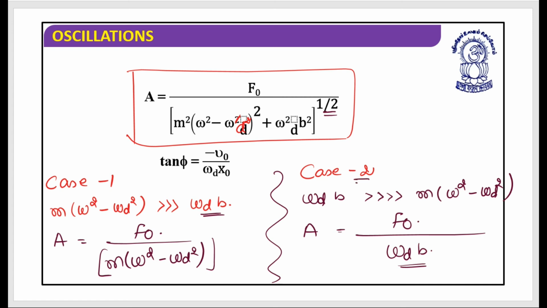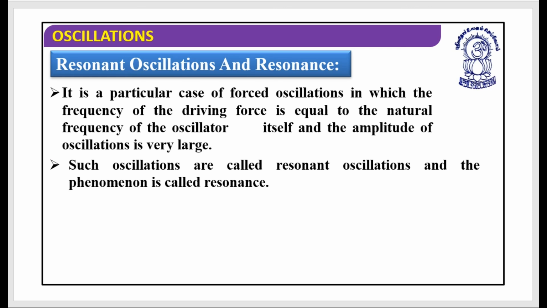As you can see, case 2 has a larger amplitude as compared to case 1, and it depends on the damping constant. The more you decrease the damping constant, the larger the amplitude you will have. I hope this is clear. Is it clear? Are you sure? Great.